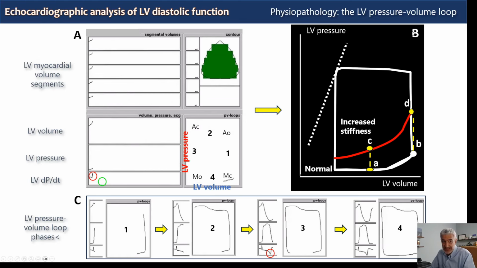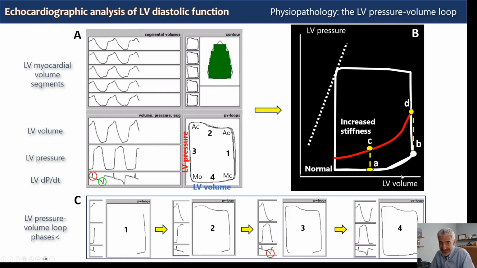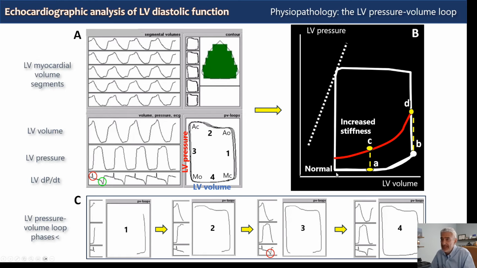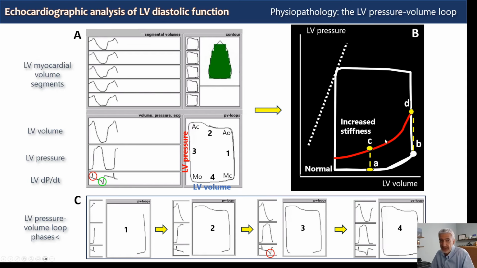In the graph here in B, on the right, you can see the white closed pressure volume loop of one cardiac cycle. We have pressure on the vertical axis, as we have said, and volume on the horizontal axis. The diastolic pressure volume curve is shown down here. The upwards and leftwards shift of this diastolic curve, which is represented by the red line, points to a reduction of LV compliance or increase in stiffness.